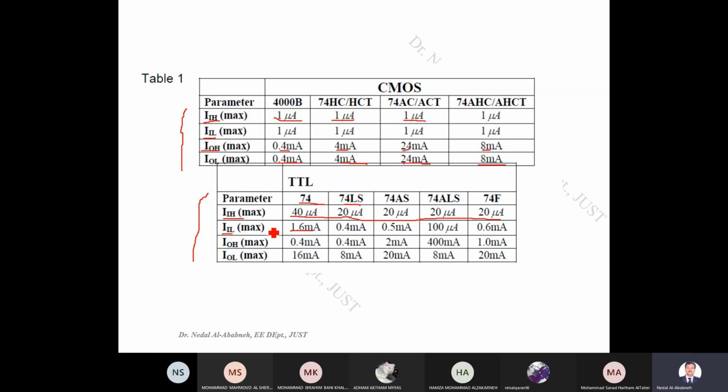Since we talk about the input transistor for TTL, now it is saturated. This means that we have some current, this current that we were seeing as the emitter current, coming out from the emitter of Q1. So we talk about a larger current than that of the high input current.